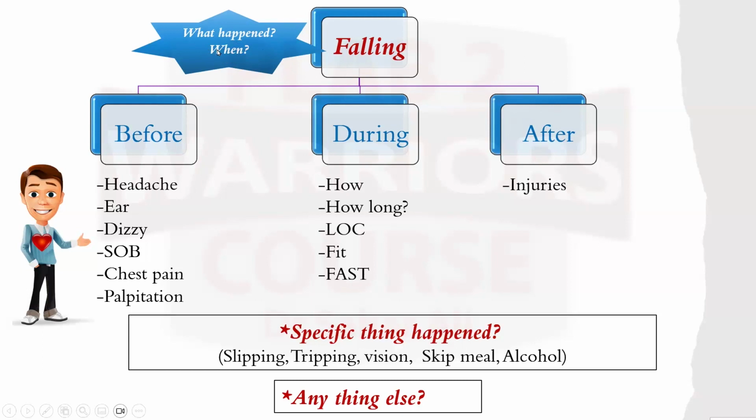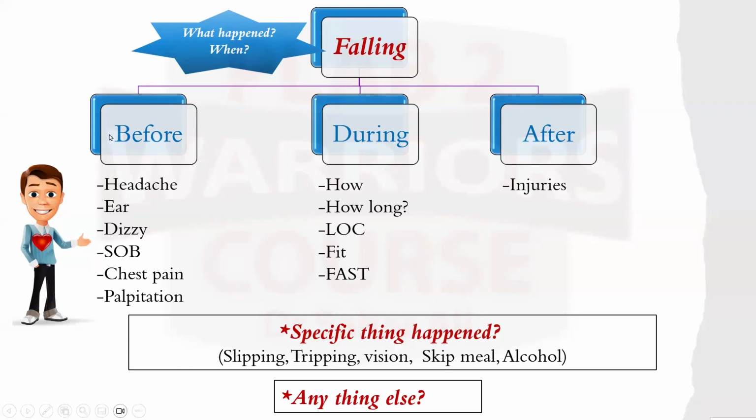Why? When you know when the fall happened, this will help you, especially if you suspect a stroke or TIA. Why? In stroke or TIA, there is a 4 hour window. If the patient receives the treatment within this 4 hours, the outcome will be promising. All right? So that's why it's important to know when exactly the fall happened.